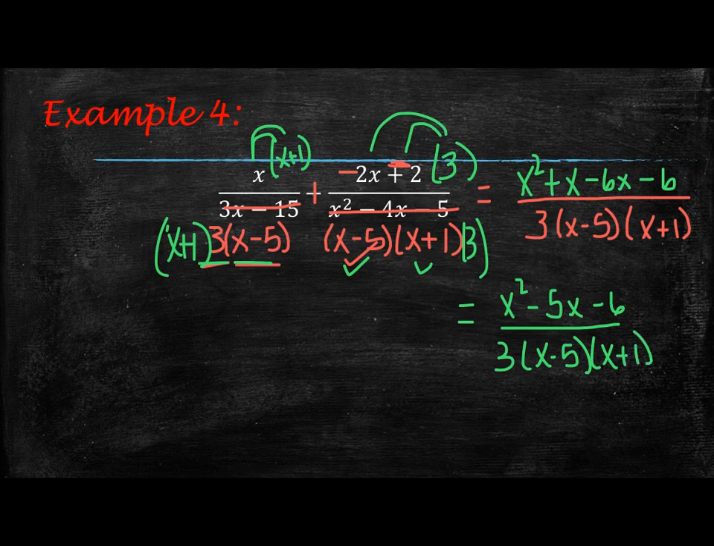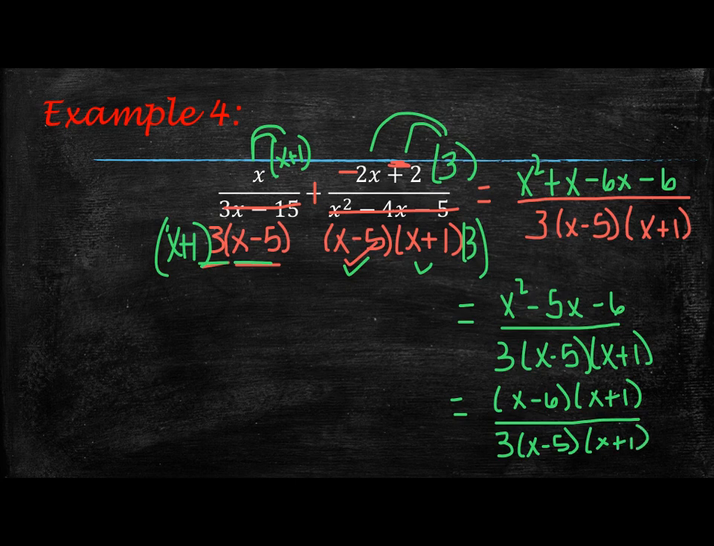Now, x squared minus 5x minus 6, that does factor as an x minus 6 times an x plus 1. And then we still have it over 3 times x minus 5 times x plus 1. Well, you can see that the x plus 1's cancel. And so now what we have is x minus 6 in the numerator divided by 3 times x minus 5. And so that is our final answer.